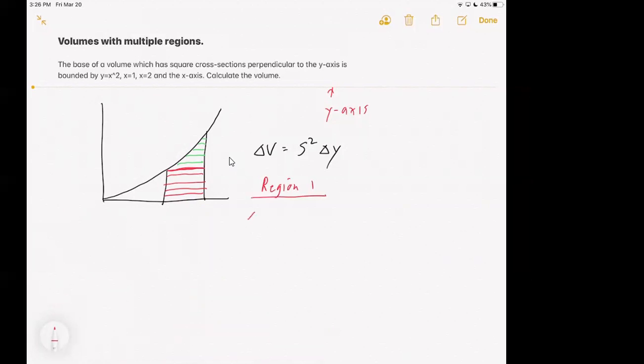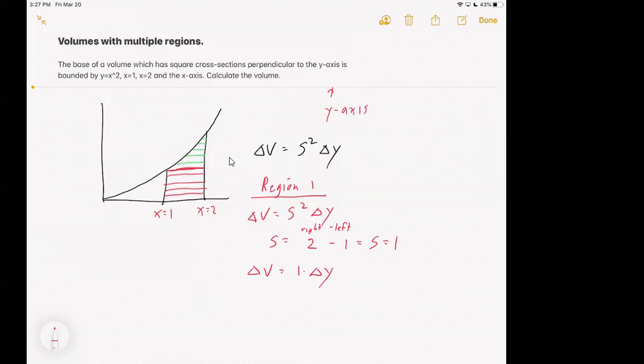This will be pretty easy because delta V, let me just write out the element again. S, since we're going horizontally, has to be the right minus the left. Okay, so the right side, given the numbers that we have here, we went from x equals 1 out to x equals 2. The right side is always at 2, and the left side is always at 1. So the S value is simply 1. So for region 1, we can say delta V is equal to S squared, which is 1, times delta y.